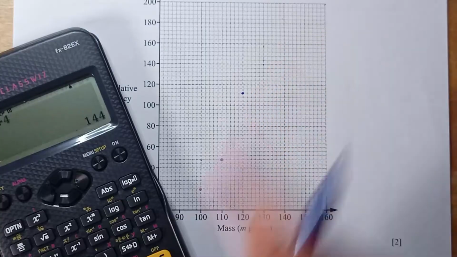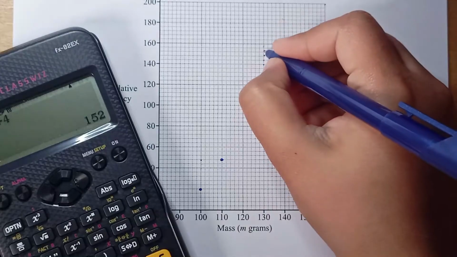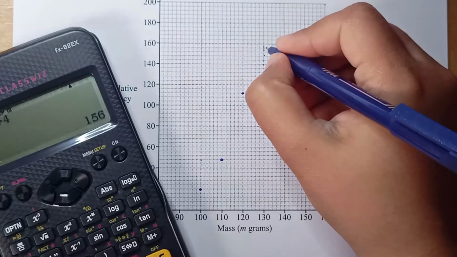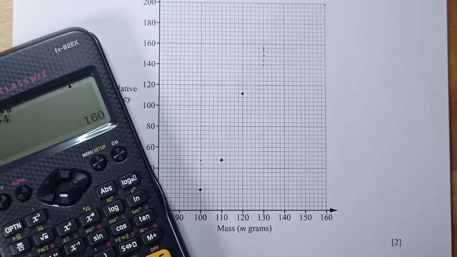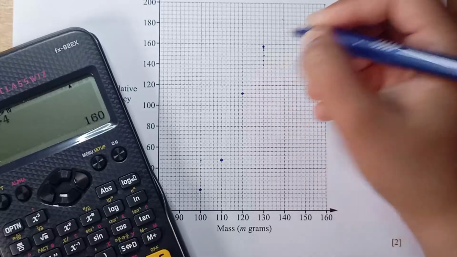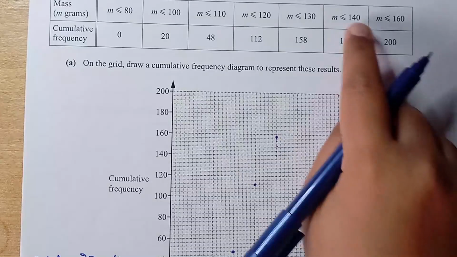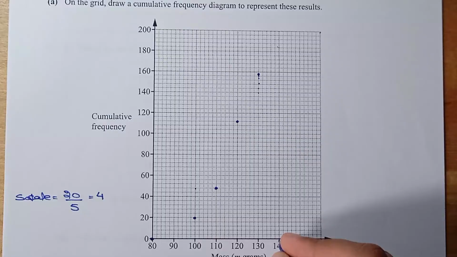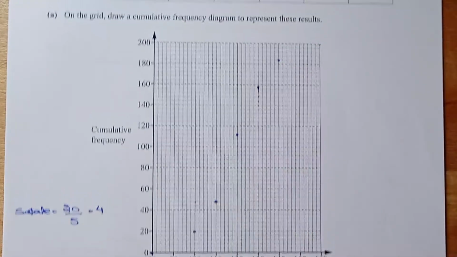This is 144. And then plus 4 is 148, and then plus 4 is 152, then 156, and adding 4, this would be 160. So in the middle of 156 and 160, we have 154. Yes. The second last point, when the mass is 140, cumulative frequency is 184. Corresponding to 140, it is 184. 180 and then 184.